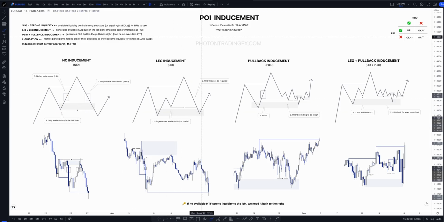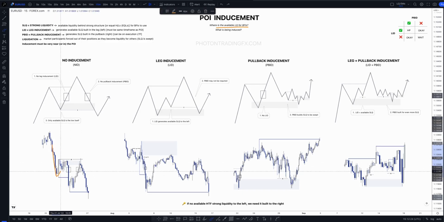So this whole time, just think about where is the available liquidity for BFIs? And if you can't see it, then you have to think, well, what is being induced? This low is inducing you to get long, to generate the sell side liquidity below it, and then they're going to use that down here, okay? So that's when you've got no inducement, and this is an example of it. It's a bearish example, okay?